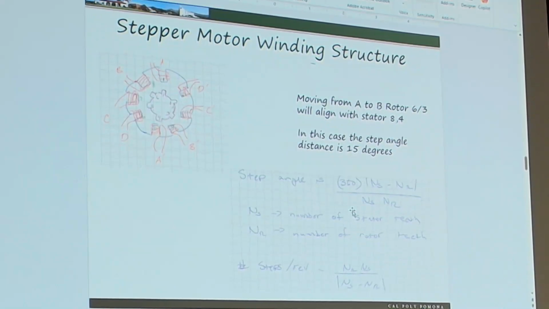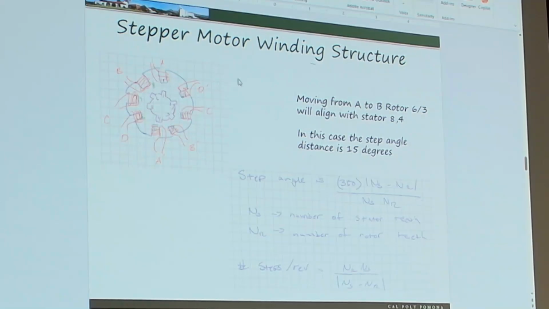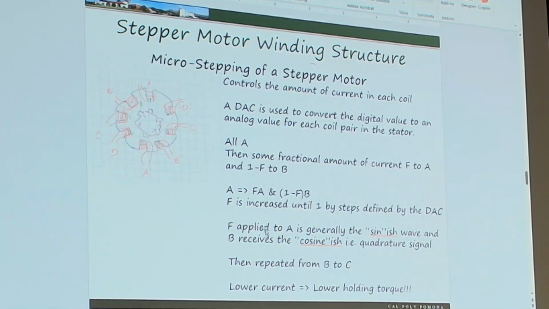Of course. Okay, so again, NS is the number of teeth of the stator, and NR is the number of teeth for the rotor. Now, what if we want something better than that? What if we want something better than 1.8 degrees?